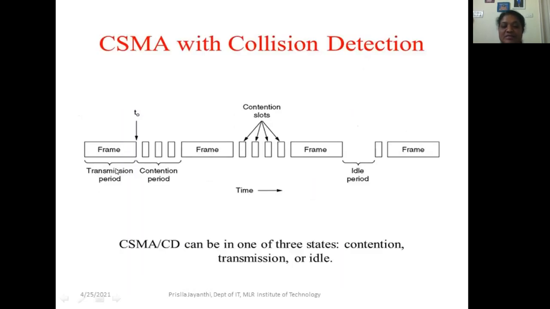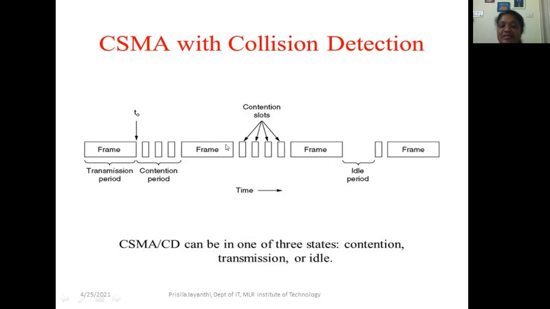Now let's see what the transmission period is. Transmission period is the time taken for the frame to pass through the channel. Contention period is the one wherein, immediately after transmission of a particular frame, you have the contention period. Idle period is the one wherein the channel is not busy, it is completely idle. That means there is no frame passing through the channel. See, immediately after this frame, you also have the contention period.